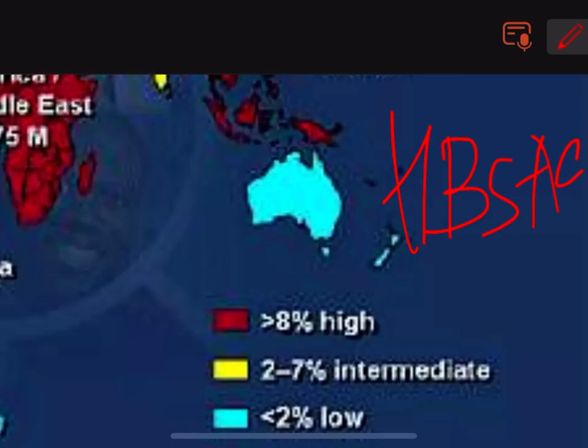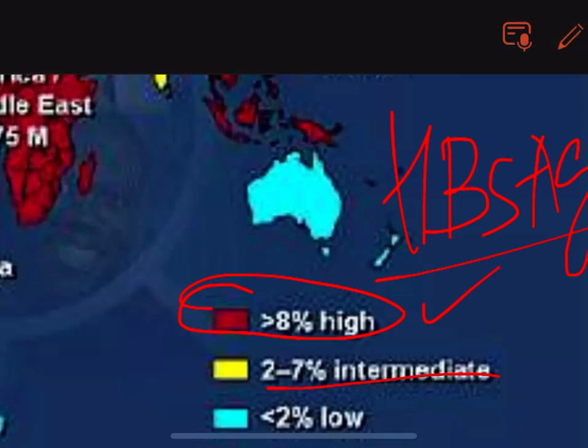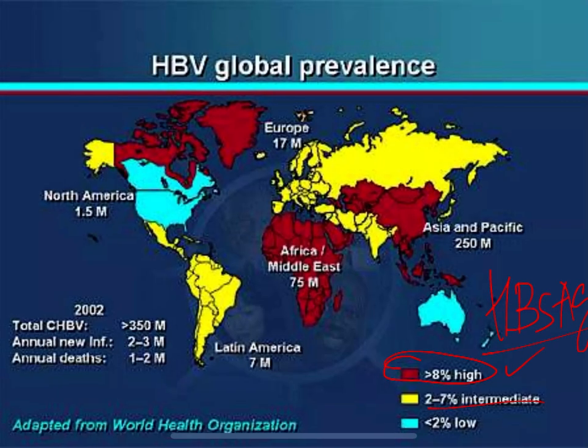If the serological prevalence of HBsAg in the general population is 8%, then the defined geographical area is highly endemic. If the prevalence of this HBsAg antigen is 5 to 7%, it defines the area as high intermediate. And if the serological prevalence of hepatitis B surface antigen in the general population of that geographical area is less than 2%, then it is defined as a low endemic area. Is it clear?